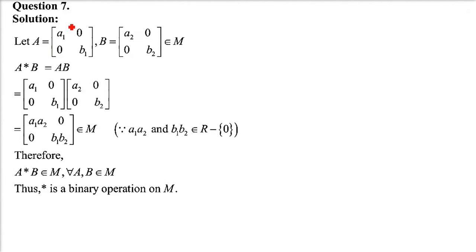Question number 7. Prove that the operation star on the set M is a binary operation. Now the set is given like this. You can call it a determinant, you can call it a matrix. It doesn't matter because we have to do the matrix multiplication ultimately. So it is defined by the matrix [A 0; 0 B]. These are the matrix elements. And we have A and B belonging to R.